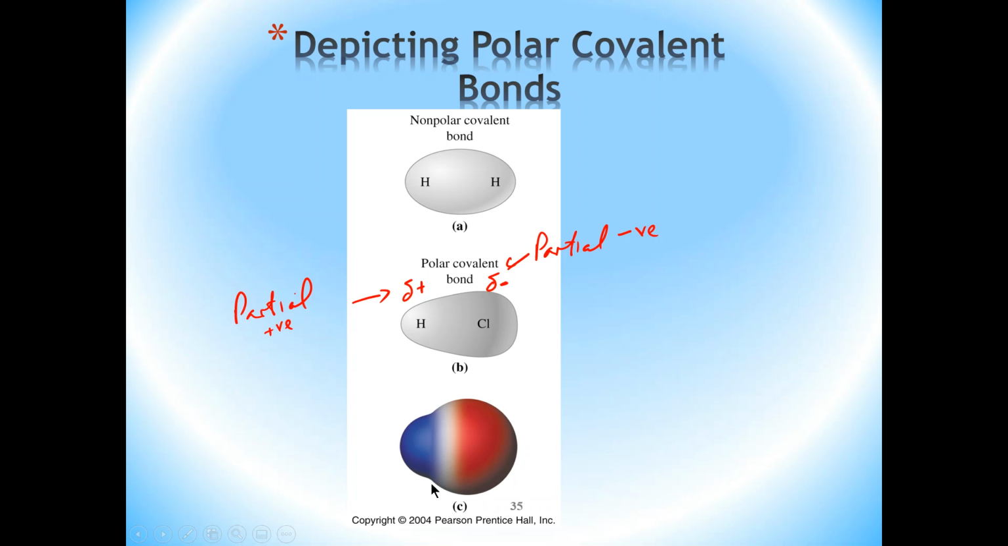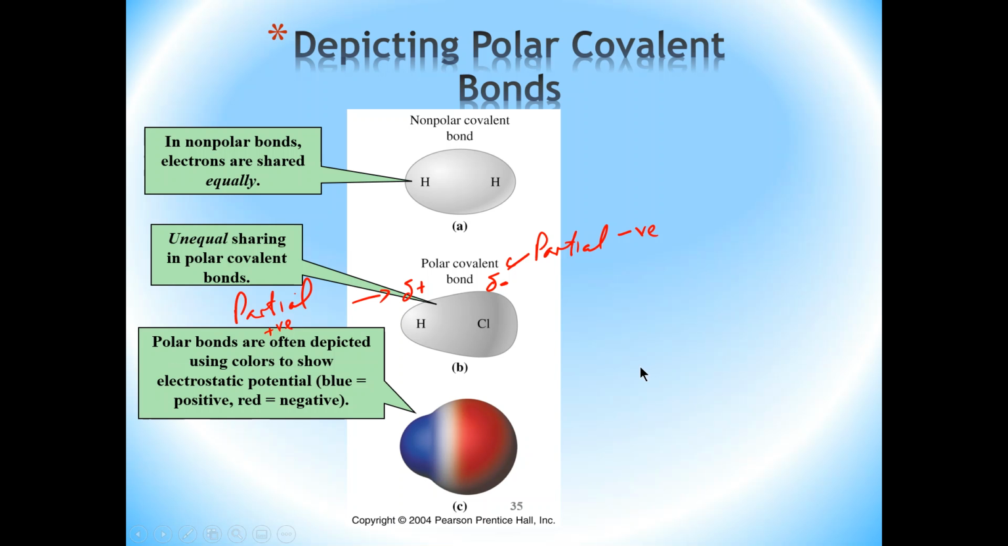And down here, we have what is called an electrostatic model, which shows you basically how the charge separation takes place. The red represents negative, the blue represents positive, and that shows you how the electron distribution is taking place in the case of hydrogen chloride, all right?